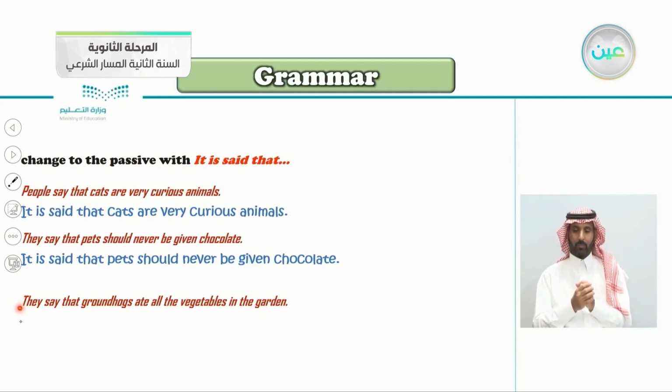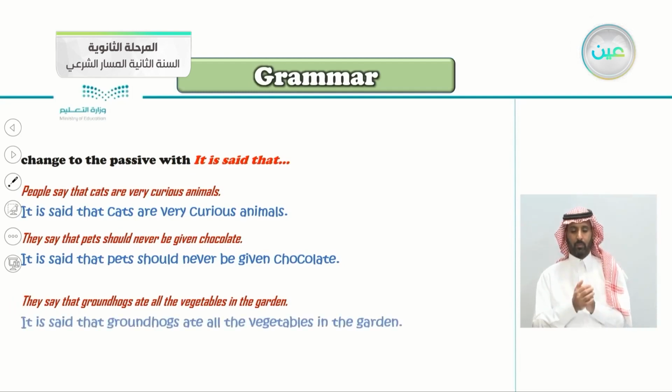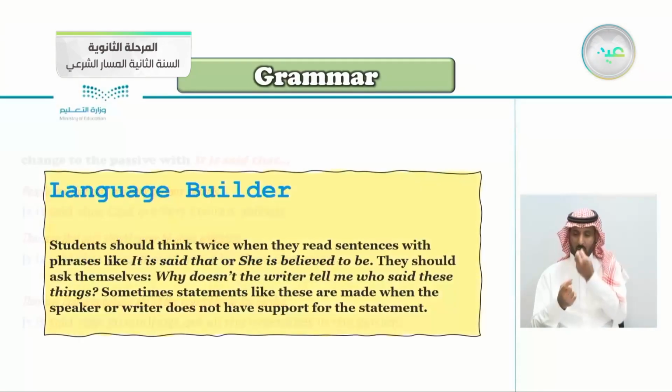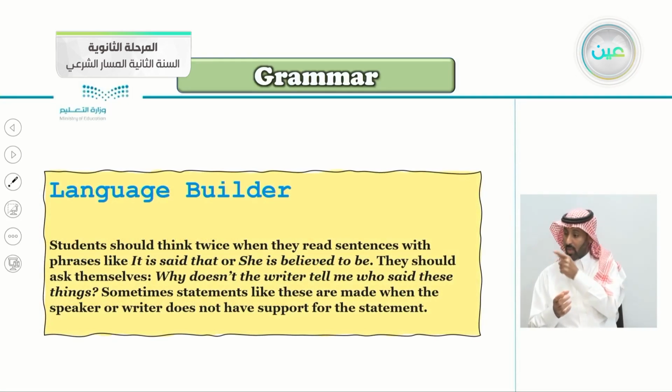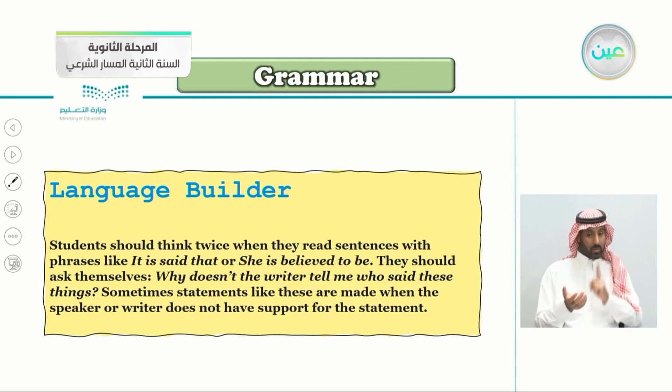So what do we say here? It is said that groundhogs ate all the vegetables in the garden. Very good. Here's a language builder for you. Students should think twice when they read sentences with phrases like "it is said that" or "she is believed to be." Why? They should ask themselves, why doesn't the writer tell me who said these things?